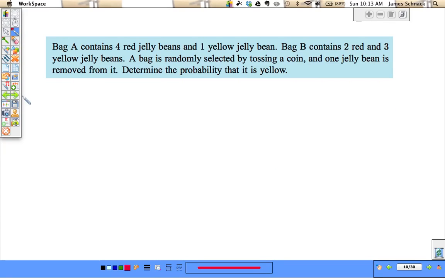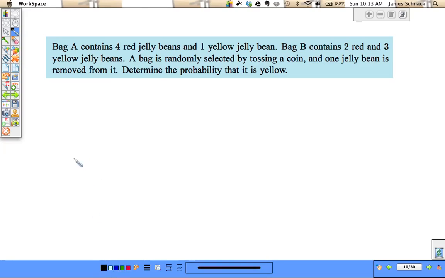So now we have a real tasty problem. We've got jelly beans. Bag A has 4 red and 1 yellow. Kind of a cheap situation, only 5 jelly beans in the bag, but hey, it is what it is. And bag B, we have 2 red and 3 yellow. A bag is randomly selected by tossing a coin, and 1 jelly bean is removed. Determine the probability it's yellow.